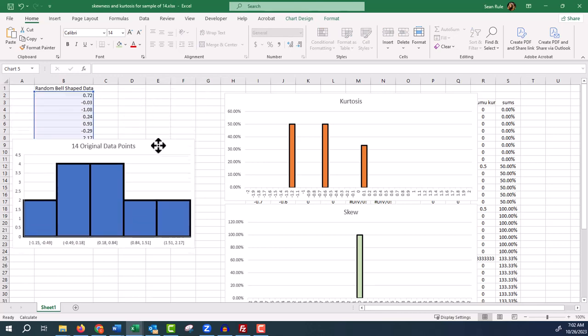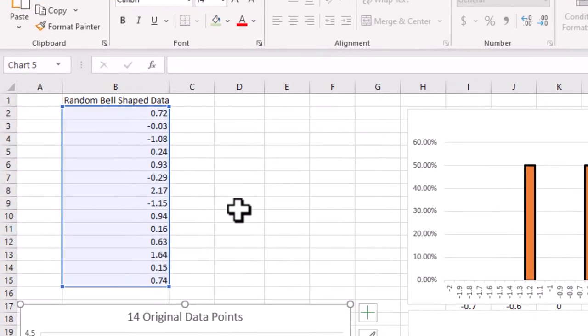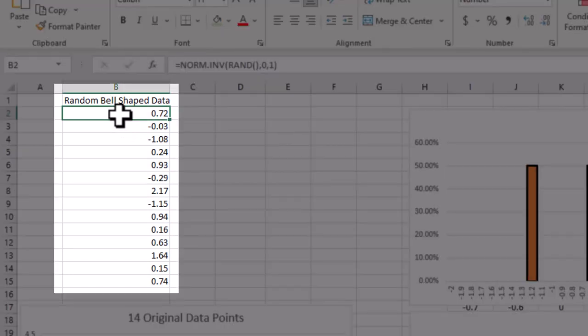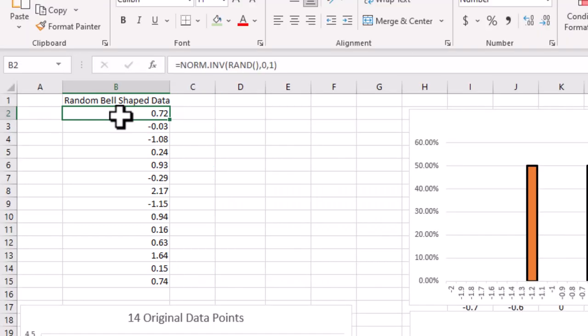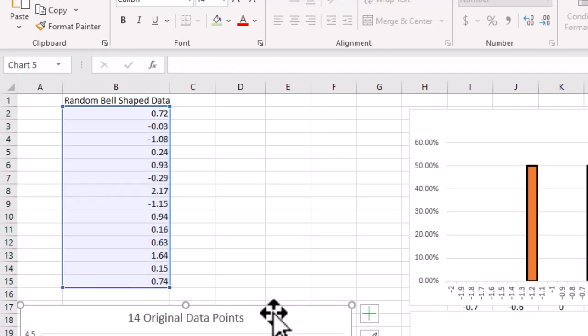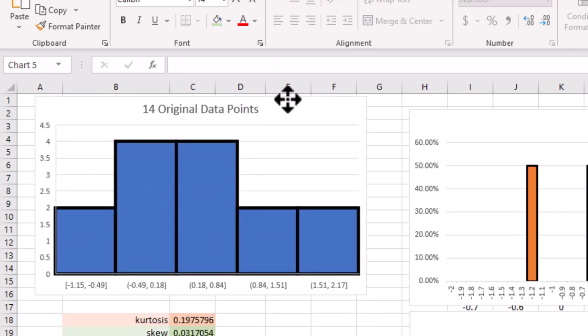And what I'm going to do is I'm going to move this histogram down here. There it is. It's hidden in there. So these points right here utilize a command called normin. You don't have to know this, but what it does is it generates randomly distributed bell-shaped data, and that's what the little rand command in there means. And I've got 14 of them because I have 14 eggs in my sample that we're analyzing on this quiz. So what this is right here is just a histogram of those.